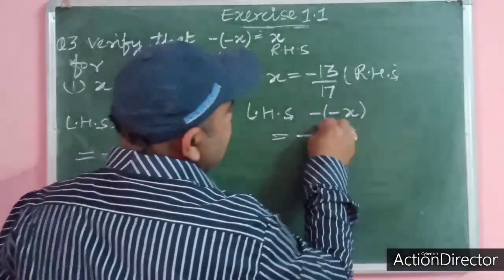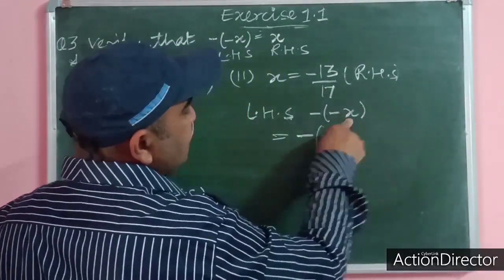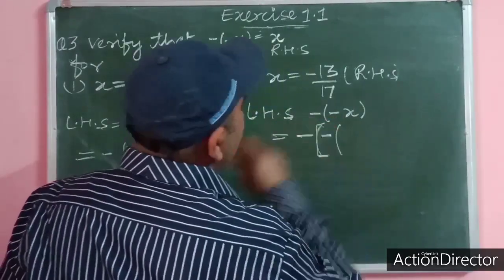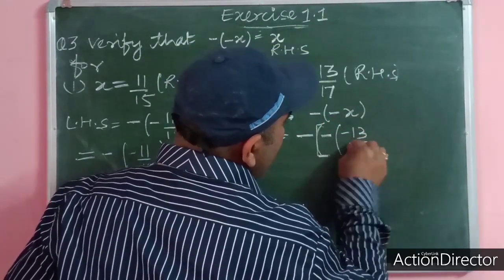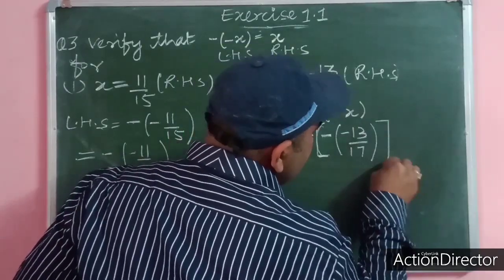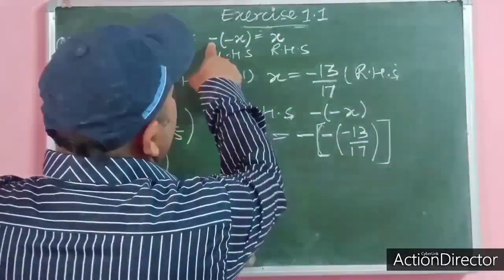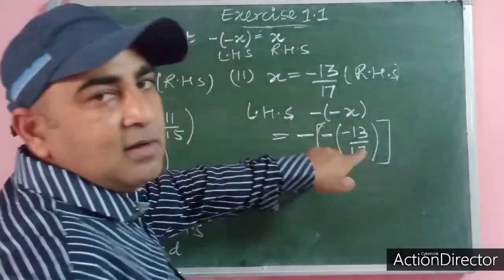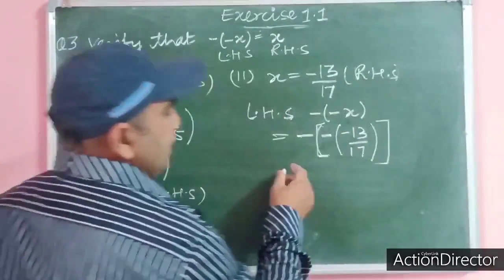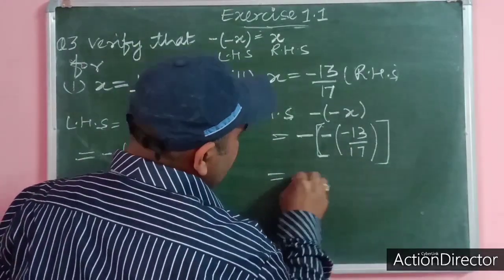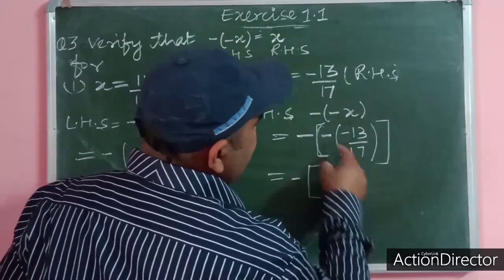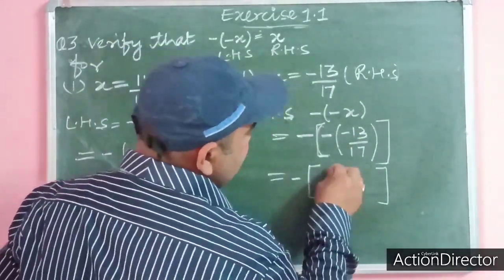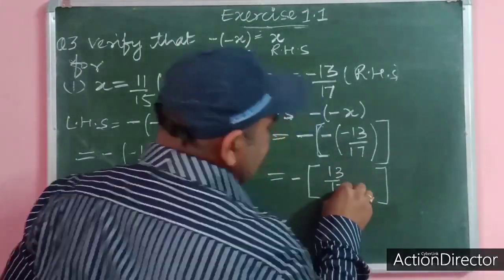So it is minus in the bracket minus. I have to put the value of x, which is given to me here. The big bracket has come, the value of x given is minus 13 upon 17, bracket close. This minus and the value of x, there was a minus inside x, that is why you see this minus here. Now this is minus, this is the big bracket, minus minus. Now I open this bracket here, minus minus is plus, so it is 13 by 17.